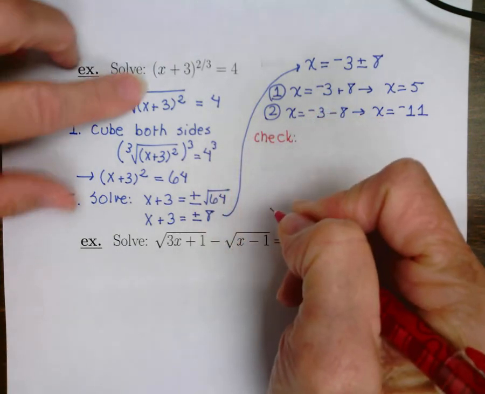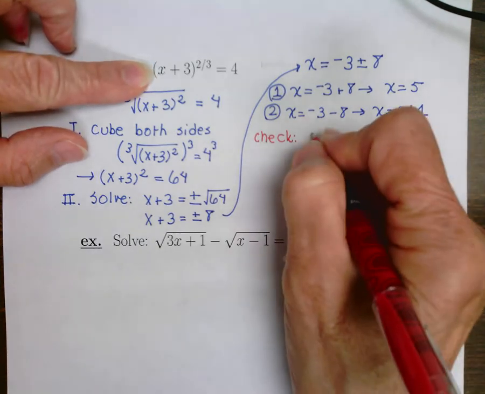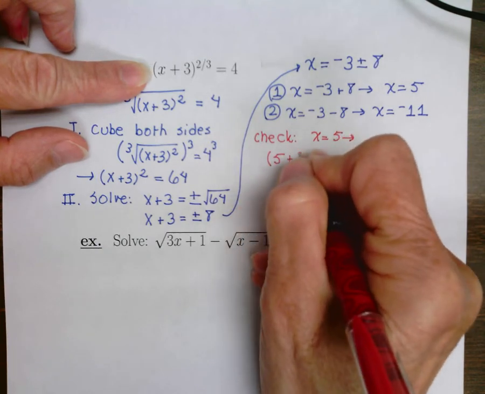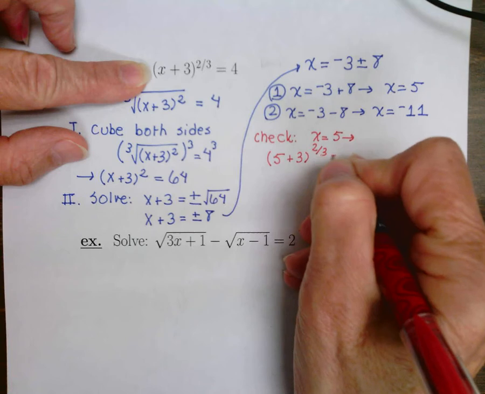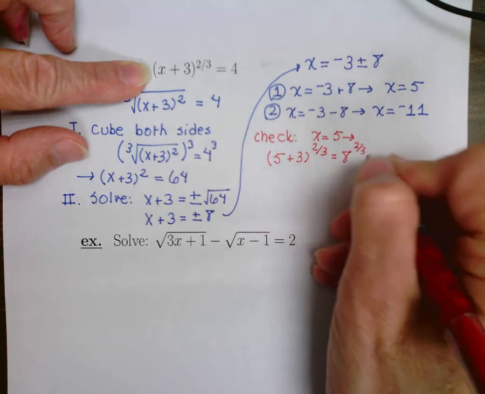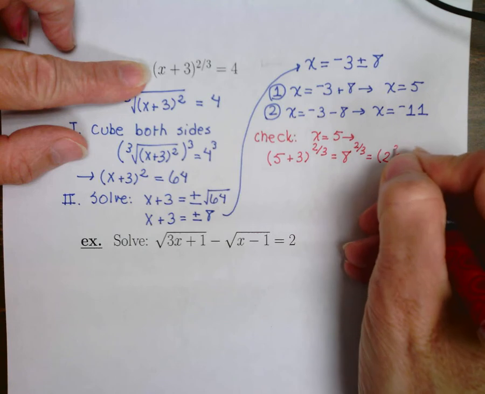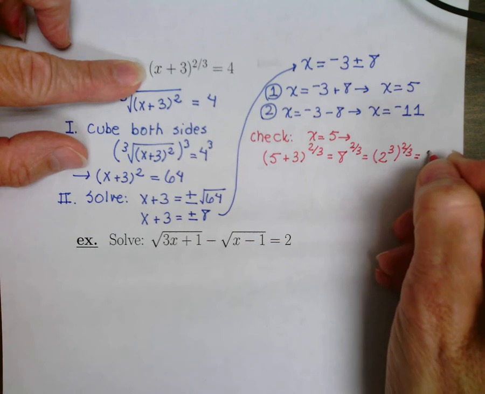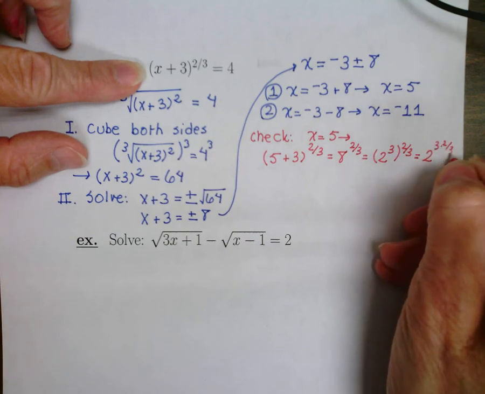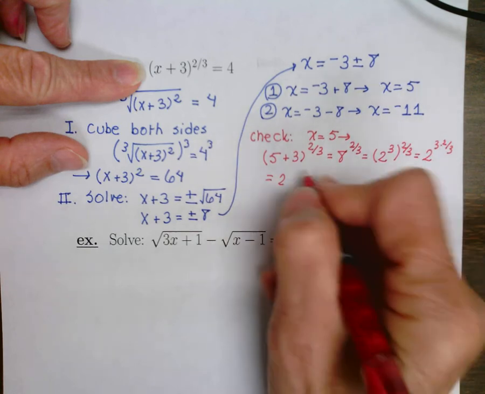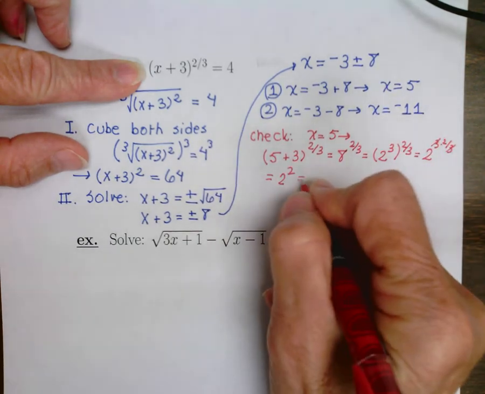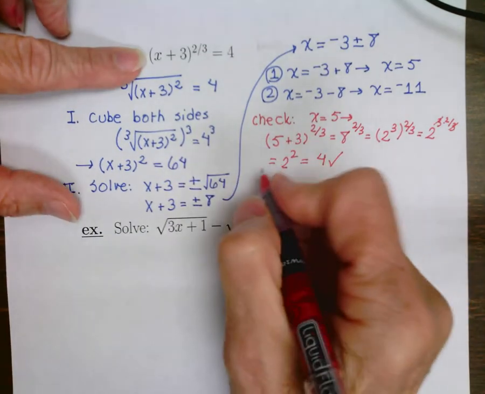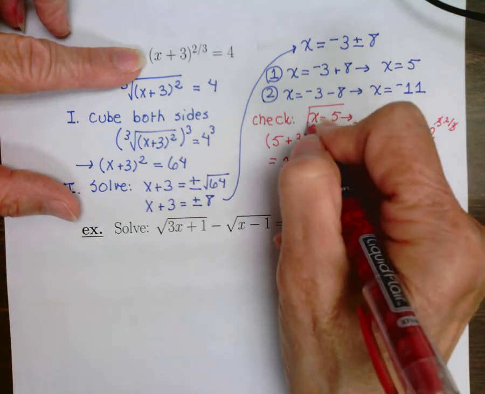And I'm going to check each one back in the original equation. So x equals 5. I go ahead and put 5 plus 3 to the 2/3, and that's 8 to the 2/3, and we know that that is 2 cubed to the 2/3, which is equal to 2 to the 3 times 2/3, which equals 2 squared, canceling those exponents, which is 4. And that checks, because that's what we want. We want it to equal 4. Okay, so that is a legitimate solution.